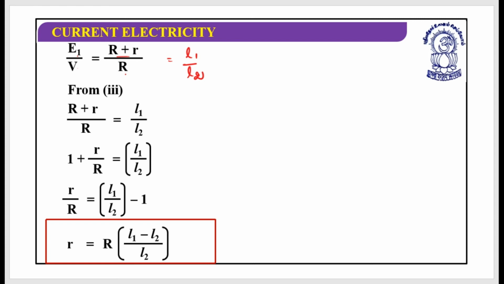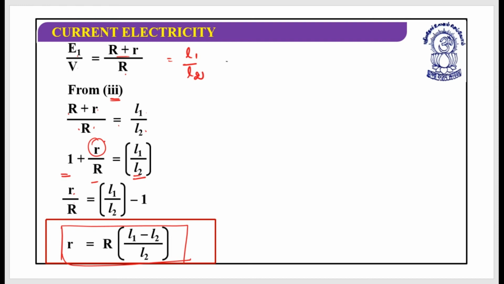So let's just try to get it solved. From this I can have (R plus r) by R, which is equal to L1 by L2. r by R, it's 1 plus r by R, that should be equal to L1 by L2. I am working for it. So this is r by R, which is equal to L1 by L2 minus 1, and this is the internal resistance of a cell. Please do remember this. r is equal to R into (L1 minus L2) by L2.